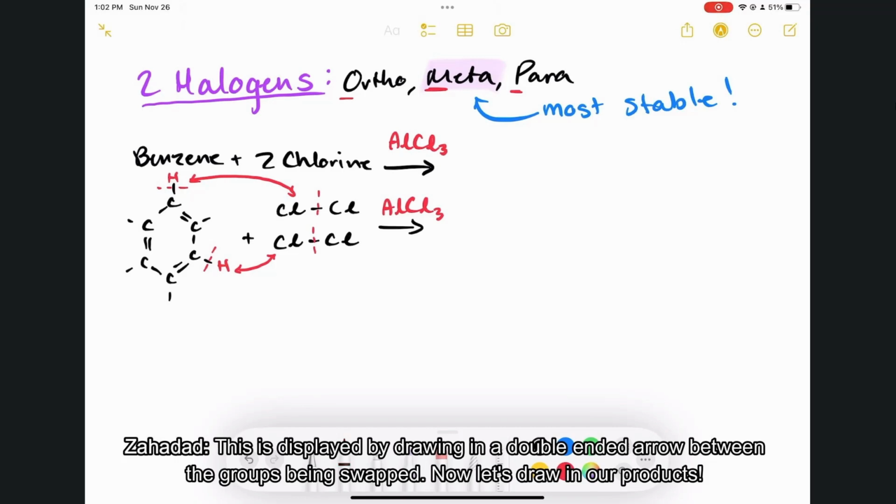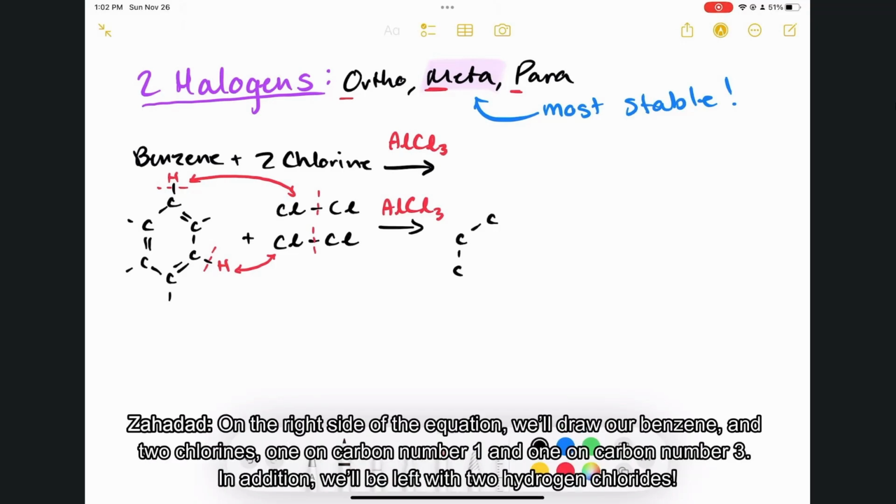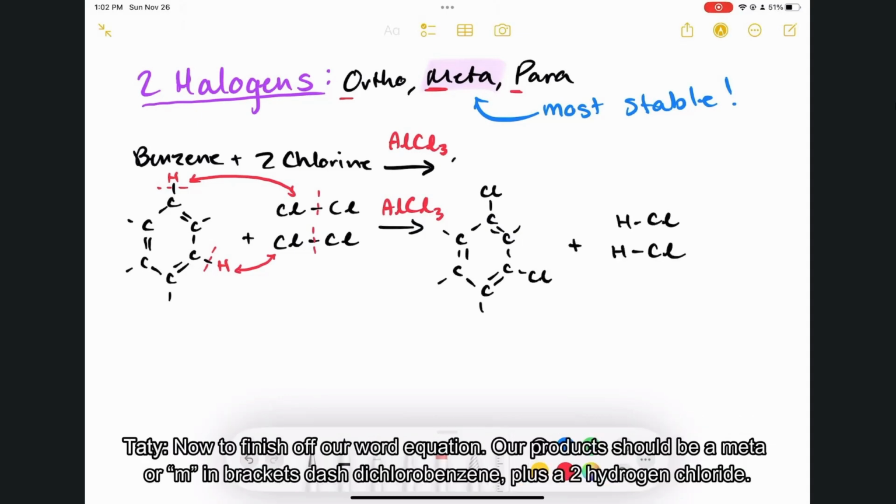Now let's draw in our products. On the right side of the equation, we'll draw our benzene and 2 chlorines, one on carbon number 1 and one on carbon number 3. In addition, we'll be left with 2 hydrogen chlorides. Now to finish off our word equation, our products should be a meta or M in brackets dash dichlorobenzene plus 2 hydrogen chloride.